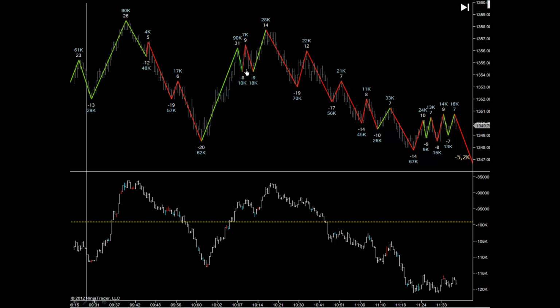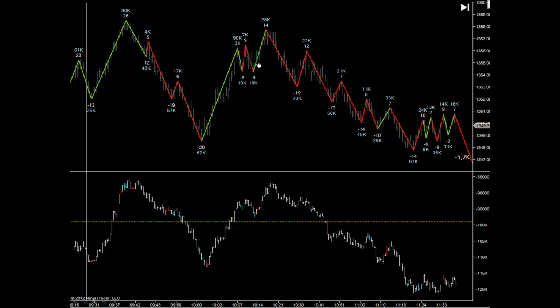This first pullback here doesn't actually look like much of an opportunity because eventually the market doesn't go up that high, and we are quite close to the high of the day. But it's clear, if you look down here, that the delta doesn't shift down, and also the volume isn't supporting that as a reversal down.